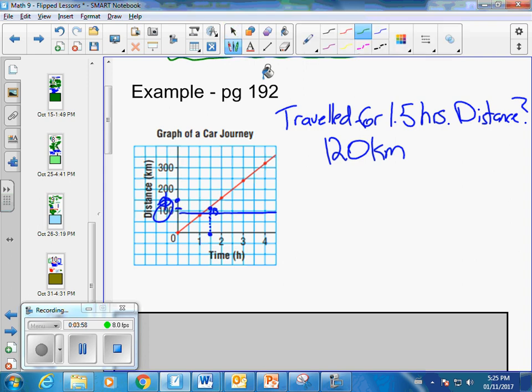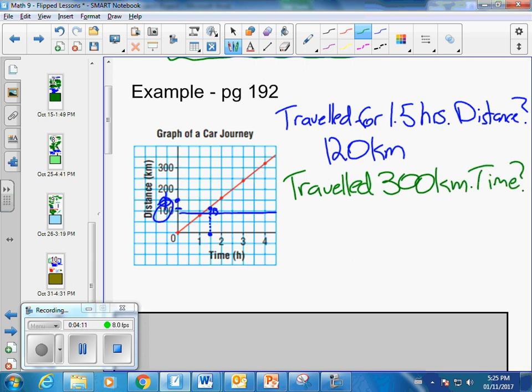What if they know that they have to travel 300 kilometers, and they want to know how long does it take? What is the time we're looking for? So we're going to do the exact same method, only we're going to be doing it from our distance side instead of from our time side. So I know that I've traveled 300 kilometers. I'm going to find that point on my y-axis.